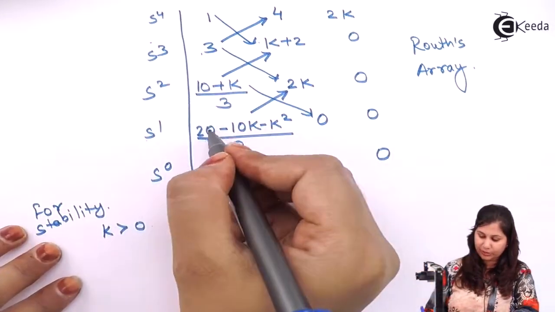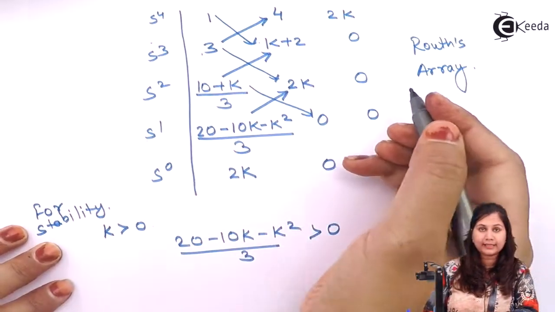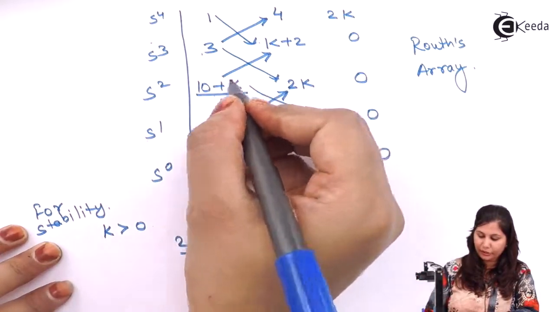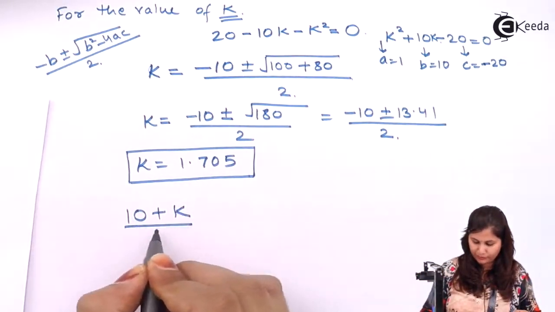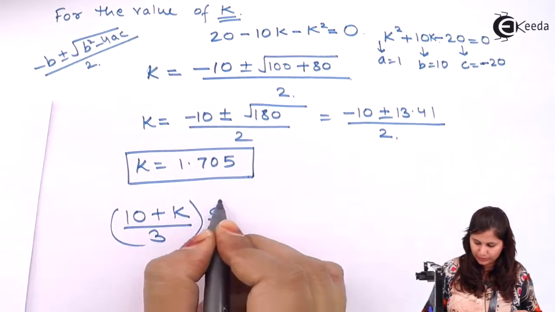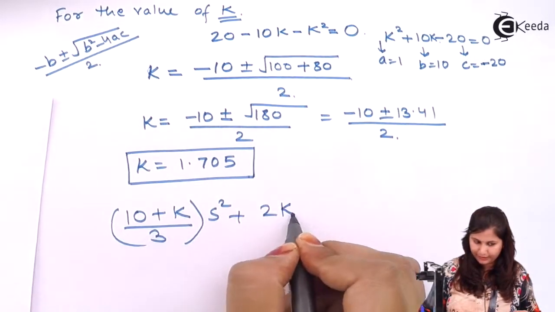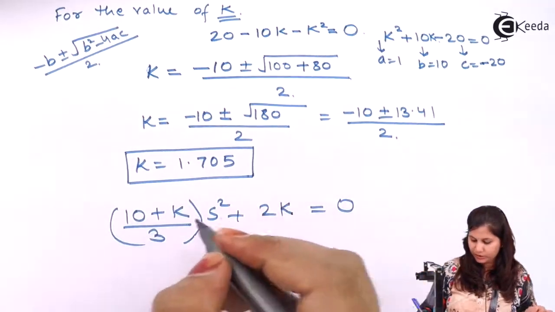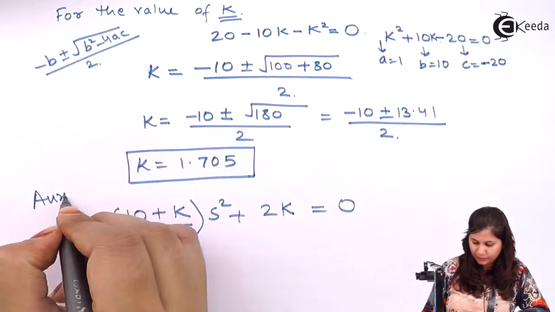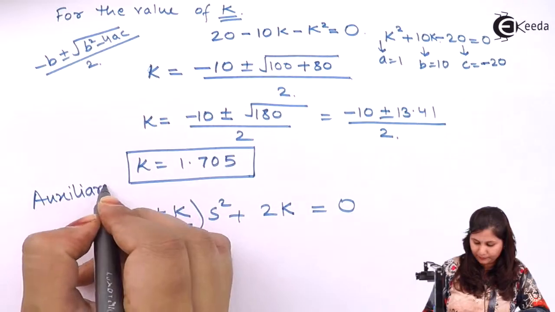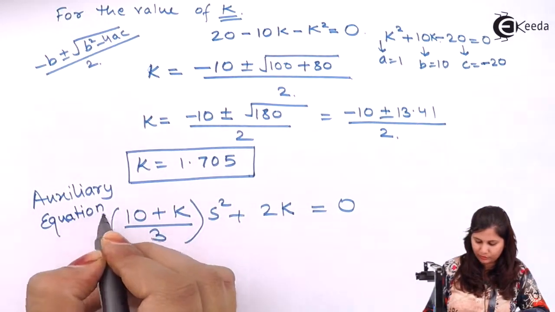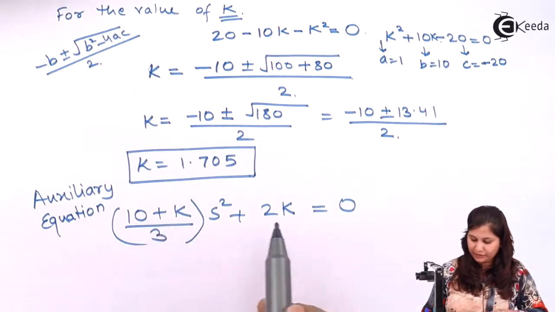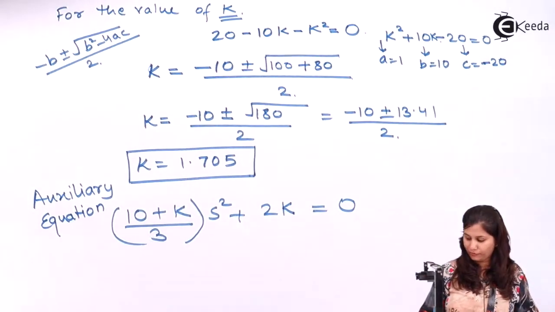You put this coefficient to 0. So just above it, use these coefficients. We have 10 plus k upon 3 s square plus 2k equals to 0. This is our auxiliary equation, or the subsidiary equation. Now here put the value of k and obtain the value of s.